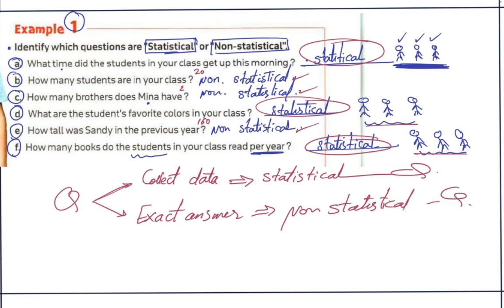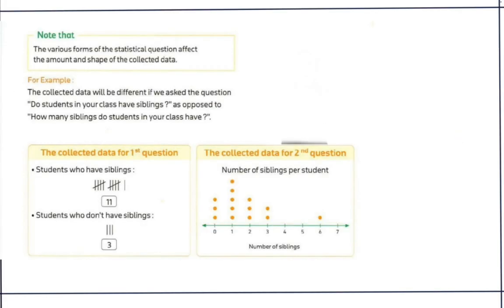Question. I think the idea is clear now. Let's go. Note: the various forms of the statistical question affect the amount and shape of collecting data. What do we mean?